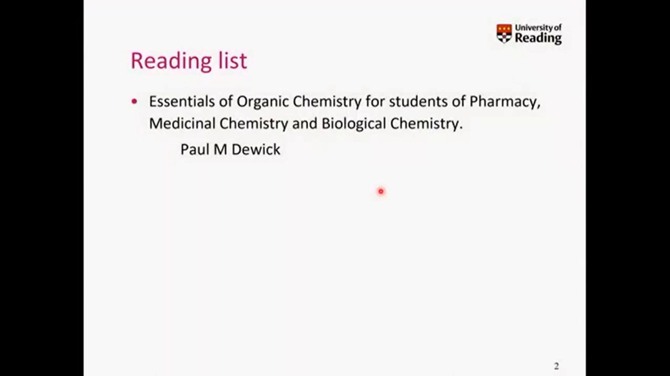So the reading list, we've mainly taken all of this work from one book, which is a very useful one, the Essentials of Organic Chemistry for Students of Pharmacy, Medicinal Chemistry and Biological Chemistry, by Dewick. We have lots of copies of that in the library, and we also have it as an ebook, so you should be able to access that. So anything I'm saying to you, if you think, I have no idea what Dr. Race is talking about, take the lecture notes, go and have a look in the recommended textbook, and see if that can help you to understand it.